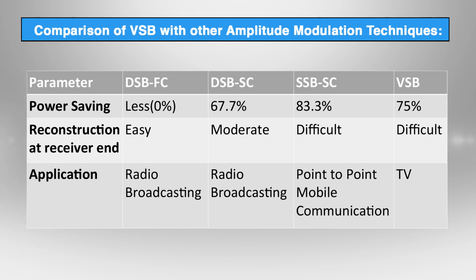In conclusion, vestigial sideband is a modulation technique that significantly improves the efficiency of communication systems by conserving bandwidth and conserving power, making it a preferred choice for television communication and other communication applications.